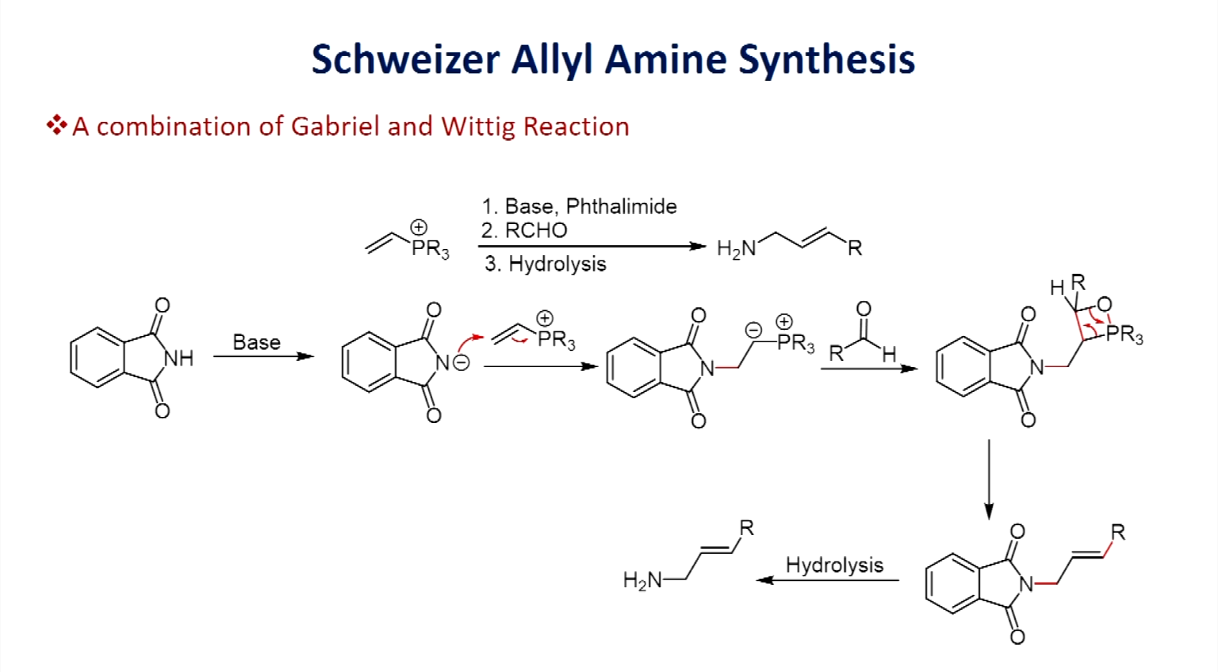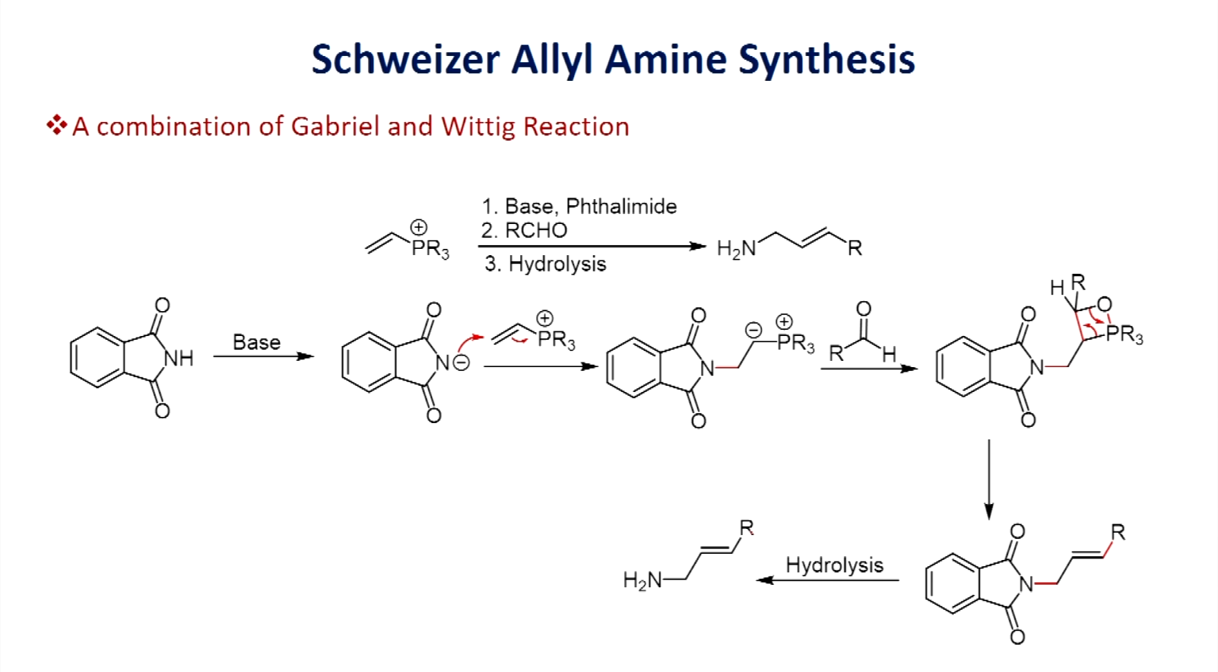As you can see in this slide, the reaction of vinyl phosphonium chloride with imide, followed by reaction with aldehyde and hydrolysis, gives allylamine as a product. There are several methods available for the synthesis of allylamine. This is one of the efficient routes.